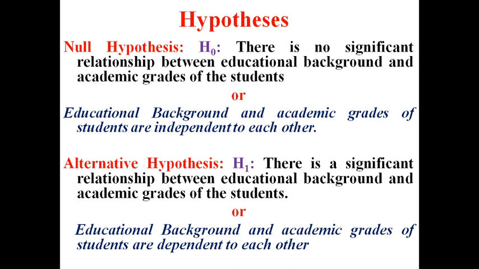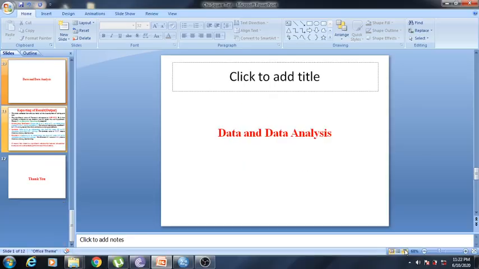H1: there is a significant relationship between educational background and academic grades of the students. Alternately, what we can write here is: educational background and academic grades of students are dependent on each other, or we can say that they are related to each other. Now we have our data with us because we have collected our data.